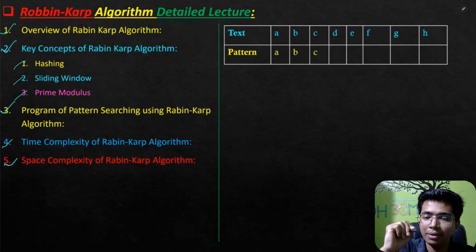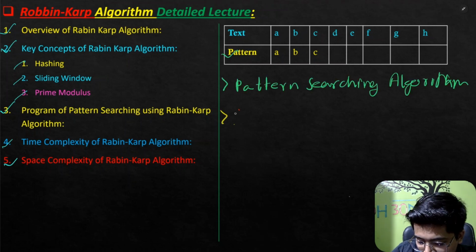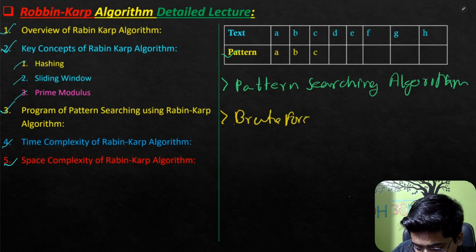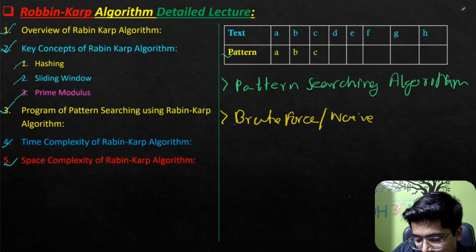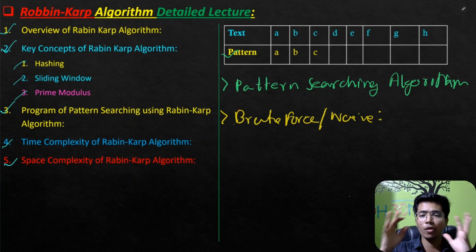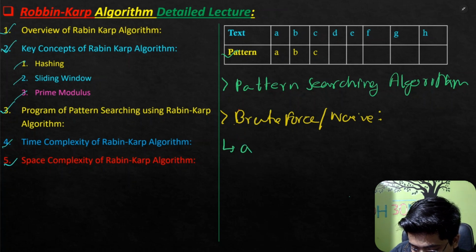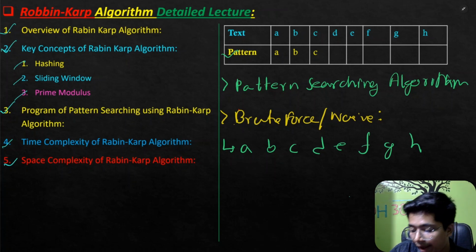The main function of the Rabin-Karp algorithm is to find the pattern. We can apply the general brute force or naive approach. In this brute force or naive approach, we try all the possible combinations. Let's say the text is A B C D E F G H, and let's write the pattern as ABC.